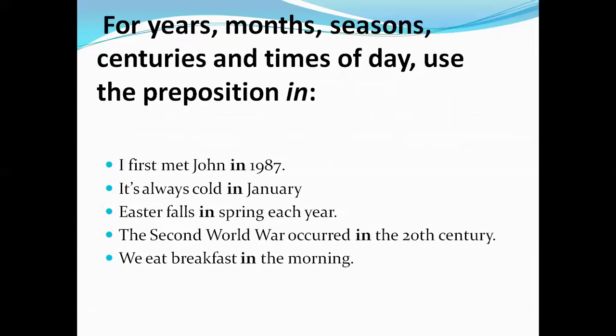Let's have a look at a few rules. For years, months, seasons, centuries, and times of day, use the preposition in. Let us have a look at a few examples.